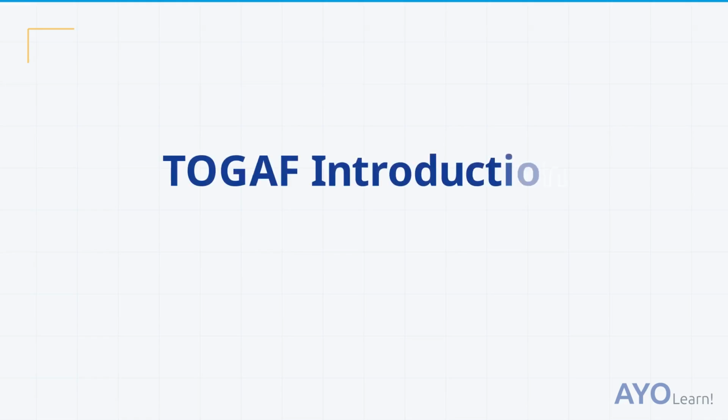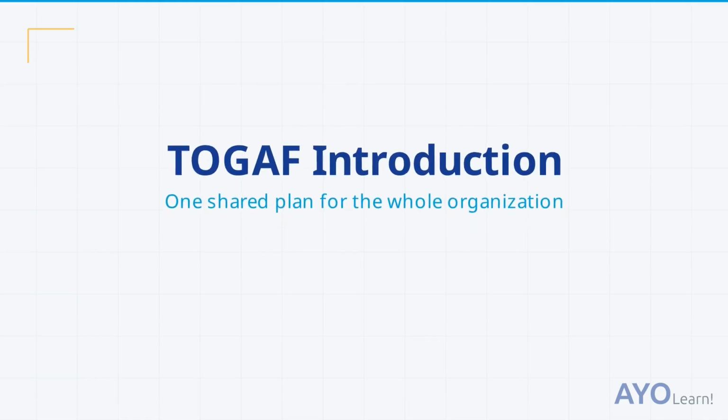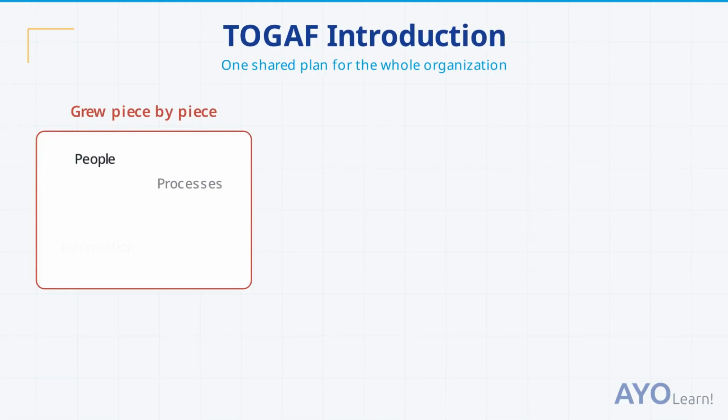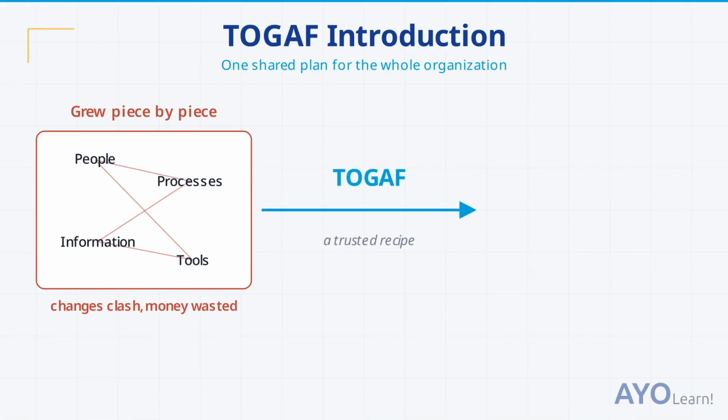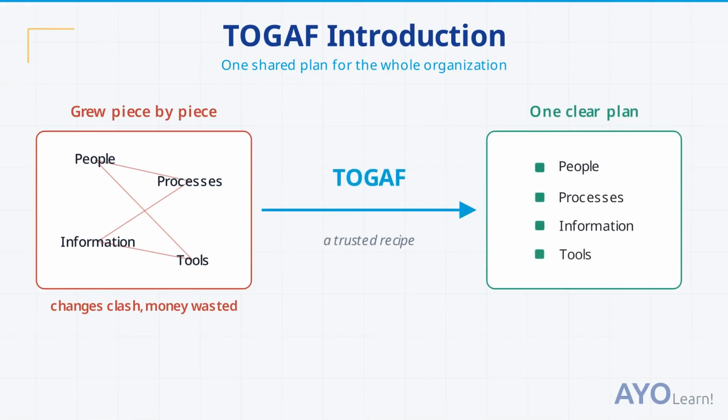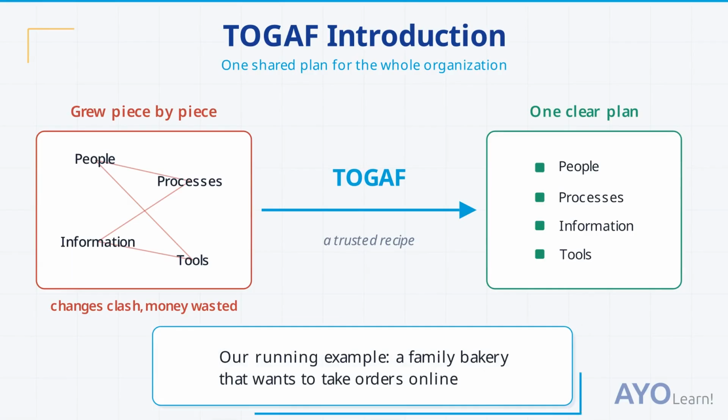Every organization grows piece by piece: people, processes, tools. Without a shared plan, changes clash and money is wasted. TOGAF is a trusted recipe for one clear plan. Picture a family bakery wanting online orders.